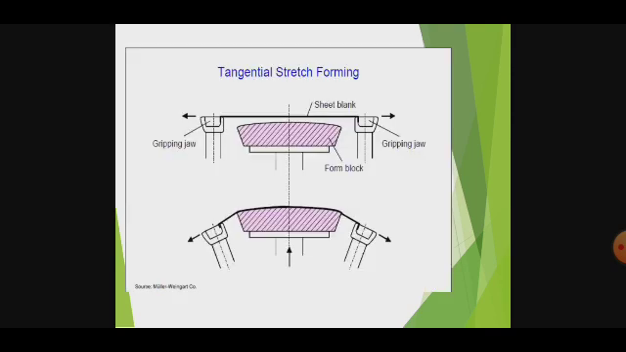block. Here is a tangential stretch forming pictorial representation in which there is a sheet blank which is supported on either side by gripping jaws which are facing opposite to each other. Below the sheet blank there is a form block.